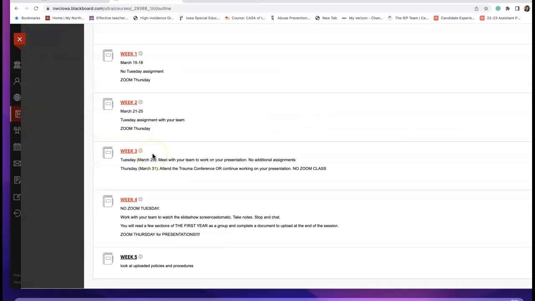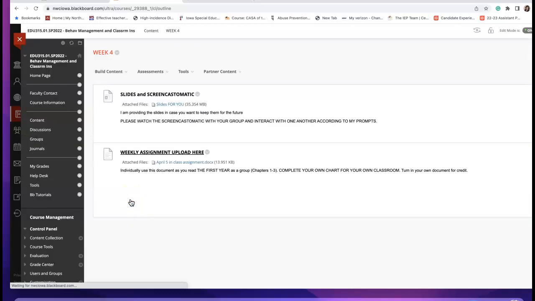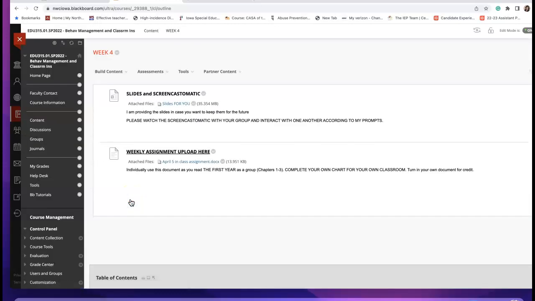Okay, let's hop over here to week 4. And you'll notice here we've got some slides. You're going to be watching this, of course, with your group. You're already there and interacting according to prompts. The slides are there just in case you want to keep them for the future. There are maybe some resources there that you would like. The weekly assignment upload is here.